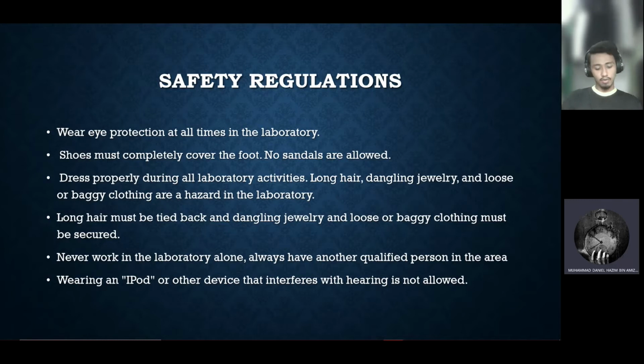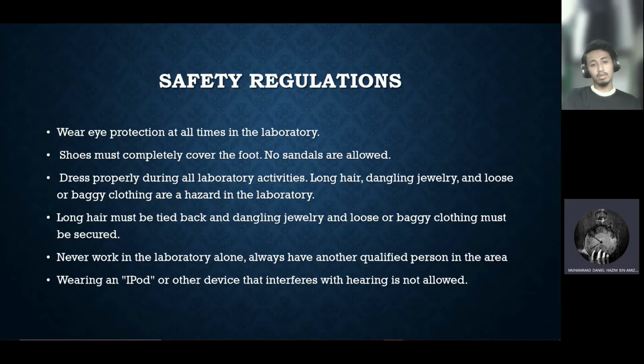Safety regulations for Lab 4. Wear eye protection at all times in the laboratory. Shoes must completely cover the foot. No sandals are allowed. Dress properly during all laboratory activities. Long hair, dangling jewelry, and loose or baggy clothing are a hazard in the laboratory. Long hair must be tied back, and dangling jewelry and loose or baggy clothing must be secured.